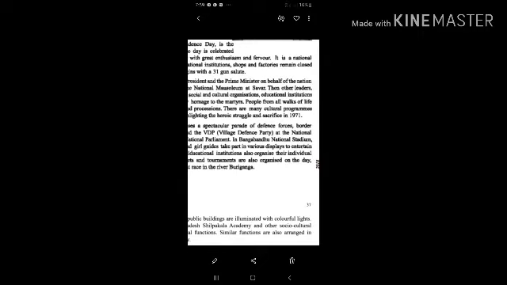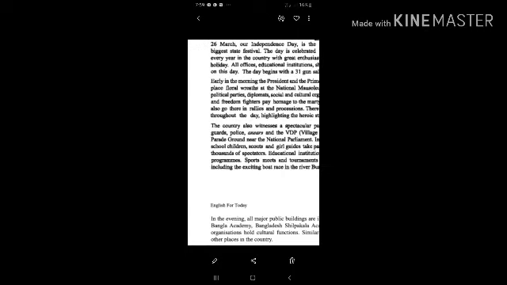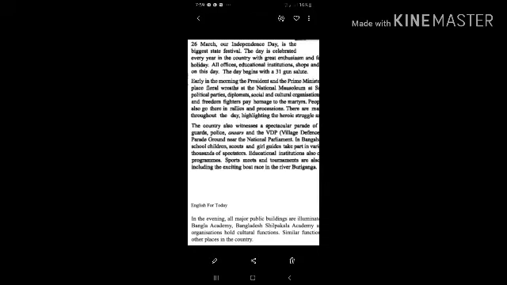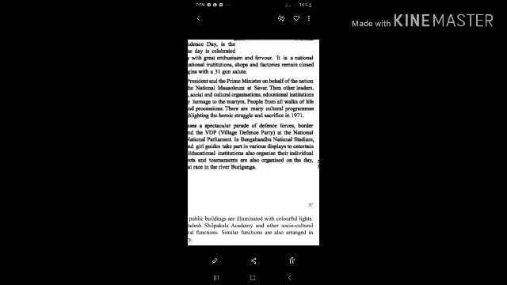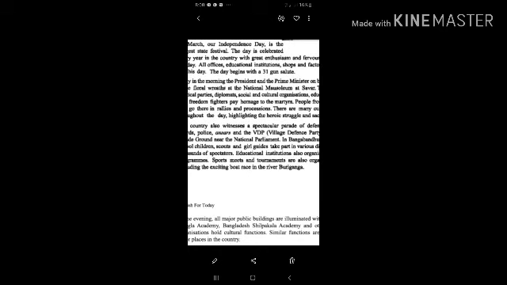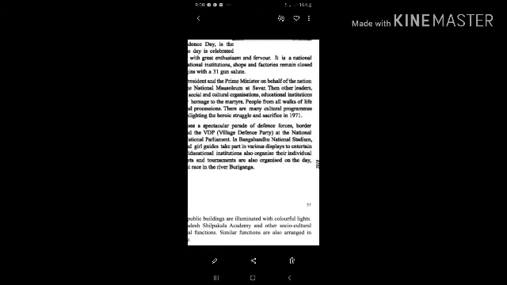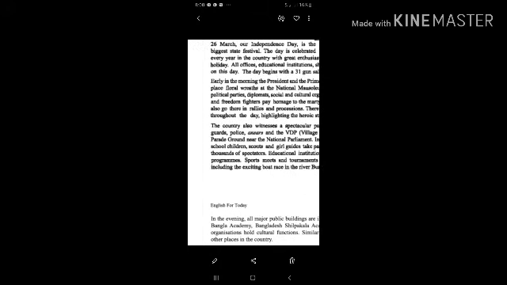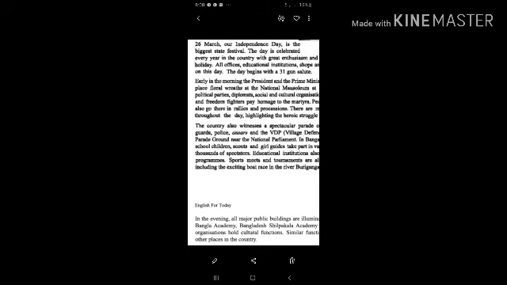On this day, our defense forces, border guards, police, Ansars and BDP go to the National Parade Ground and display a very beautiful parade. In Bangabandhu National Stadium, school children, scouts and girl guides take part in various displays to entertain thousands of spectators.